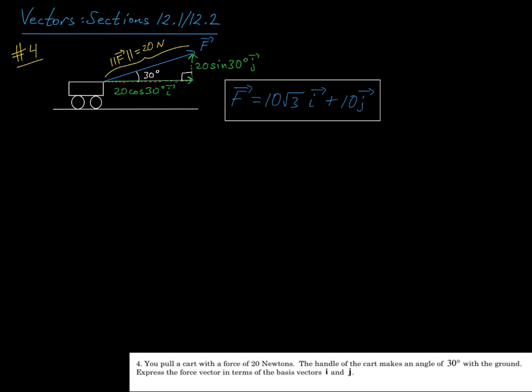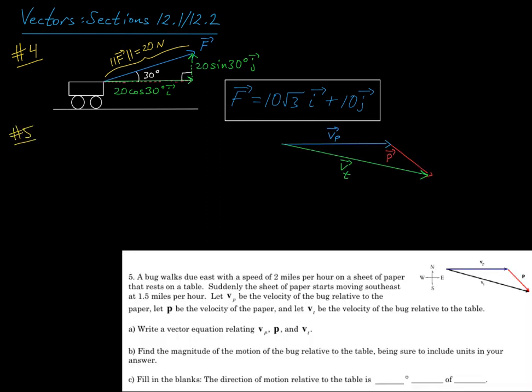All right, moving on then to question 5. Okay, it says a bug walks due east with a speed of 2 miles per hour on a sheet of paper that rests on a table. Suddenly, the sheet of paper starts moving southeast at 1.5 miles per hour. Let v sub p be the velocity of the bug relative to the paper. Let P be the velocity of the paper, and let v sub t be the velocity of the bug relative to the table.